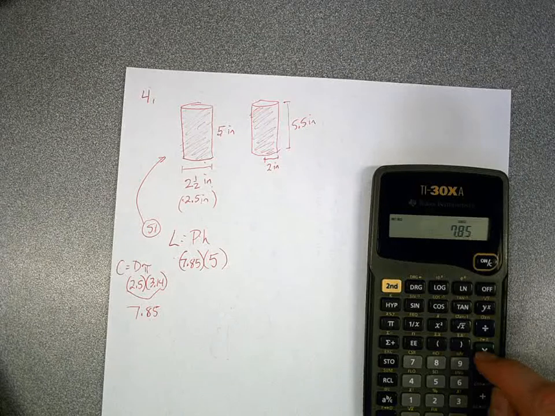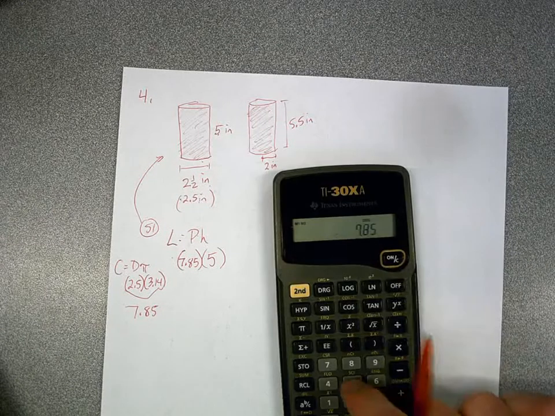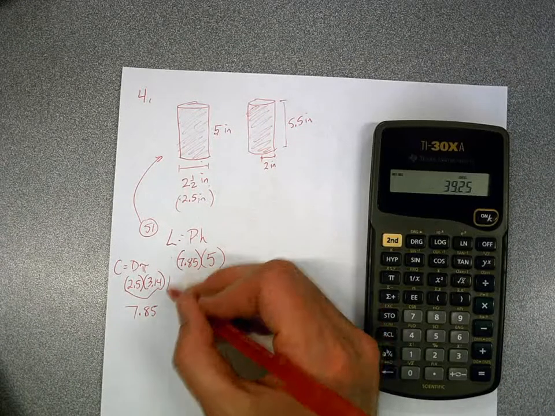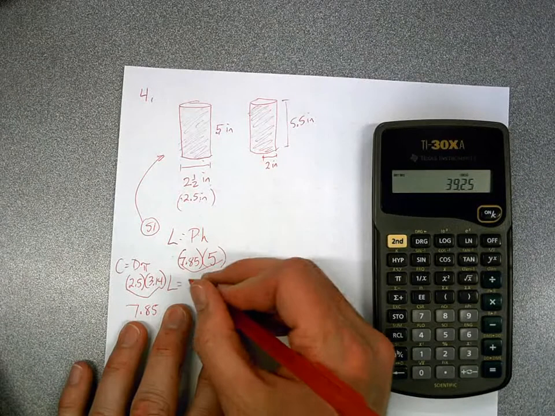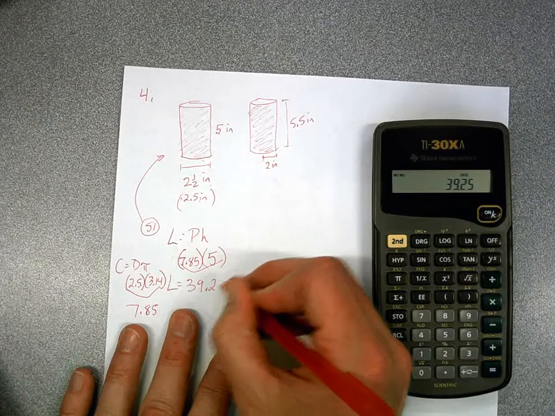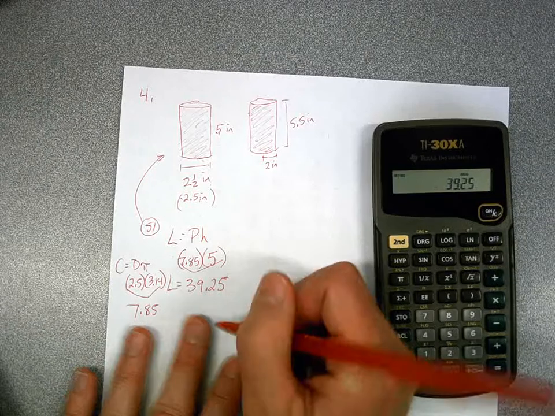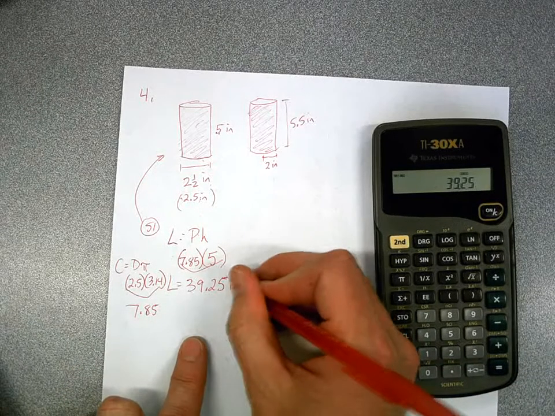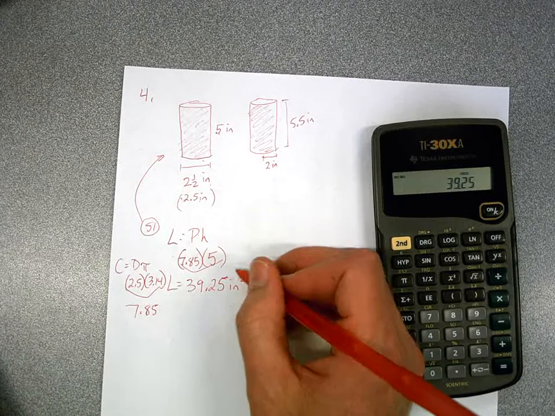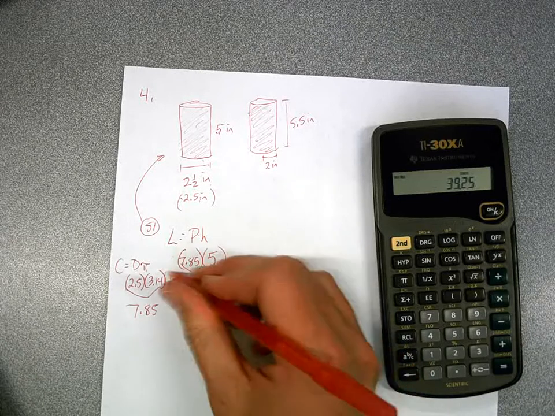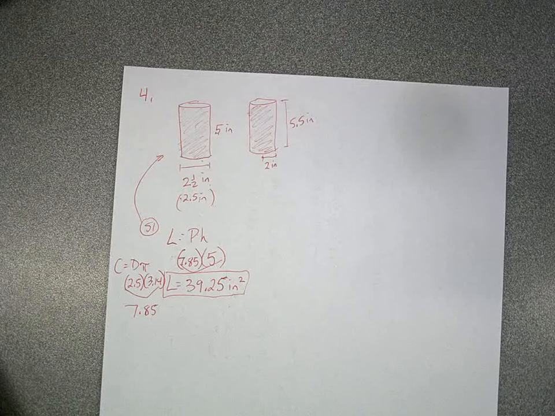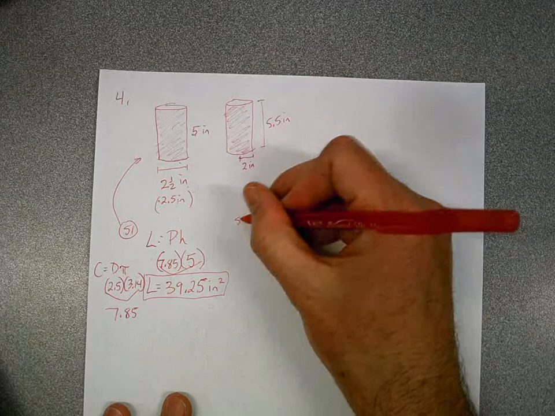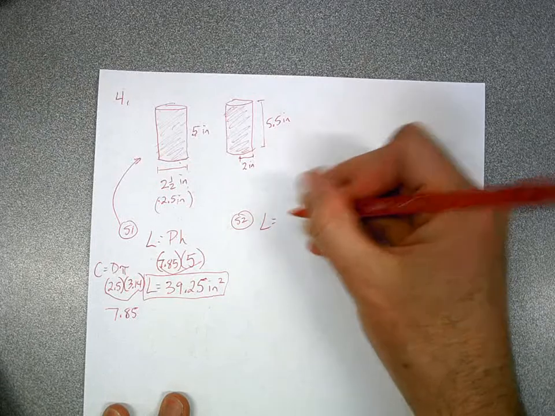So 7.85 times 5 equals 39 25/100, and that's the lateral area, or the size of paper you need for the label. This was in inches, so squared inches. And because we have to compare them, step two is to find out the lateral area of the soup can.